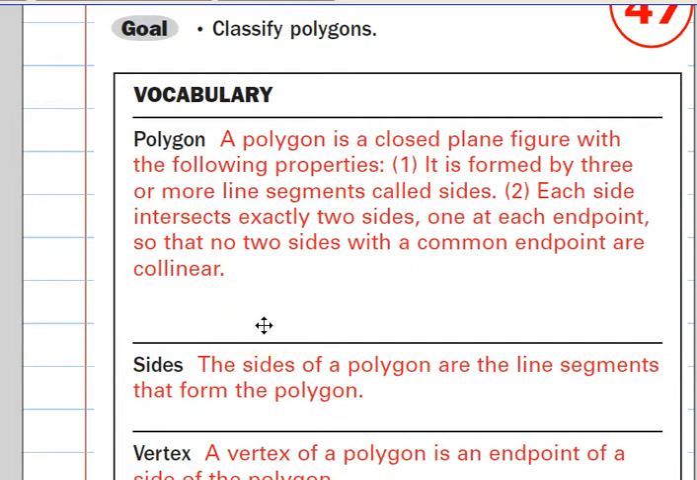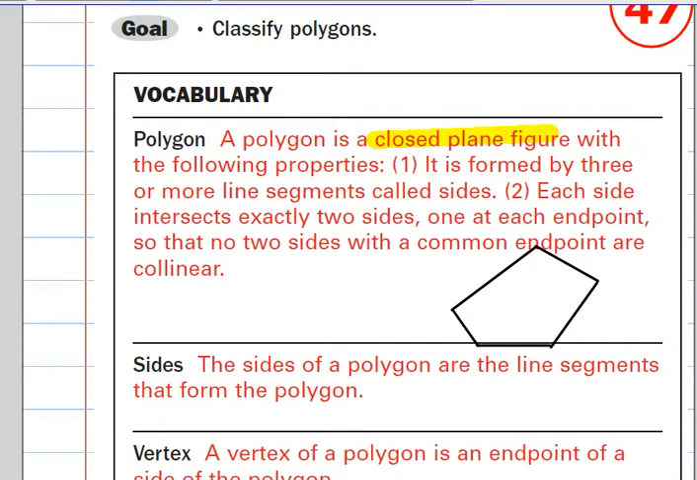You already know something about polygons, but I'm going to go over some more definitions so that we have a clear understanding. Polygons are closed plane figures, which means that they're not going to be open like this. This is not a polygon. In order for it to be a polygon, you'd have to close it off. So now this is a polygon.